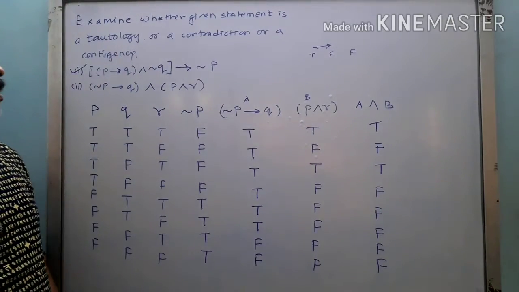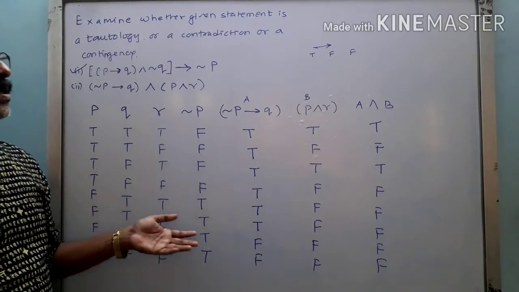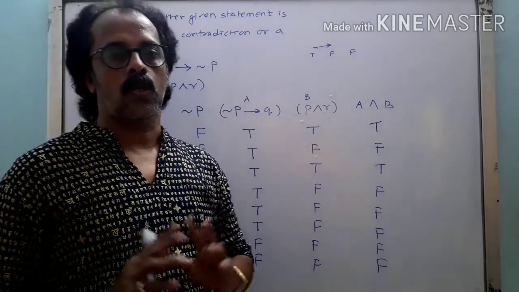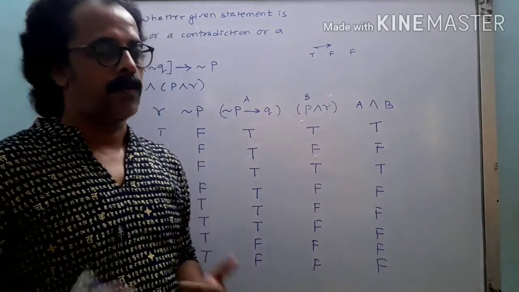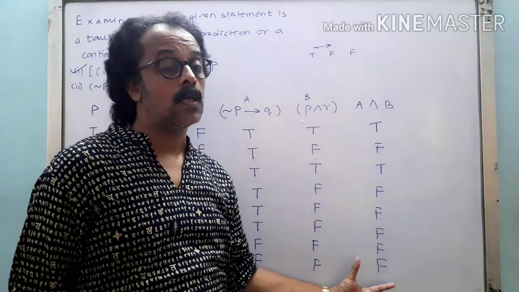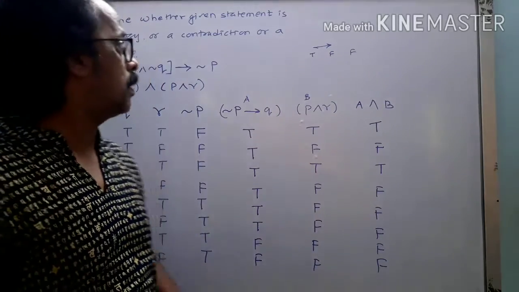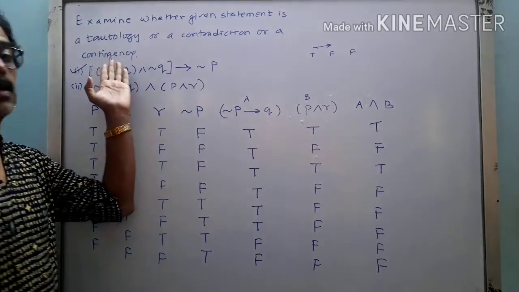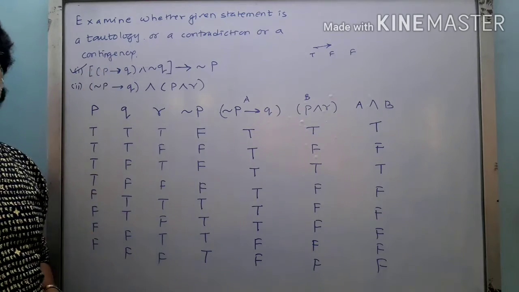So that means whenever we write the last column of this expression, it is found to be not all false and not all true. Therefore, the given logical statement is what? Contradiction, right? Sorry, it is a contingency, because it is a mix of true and false.